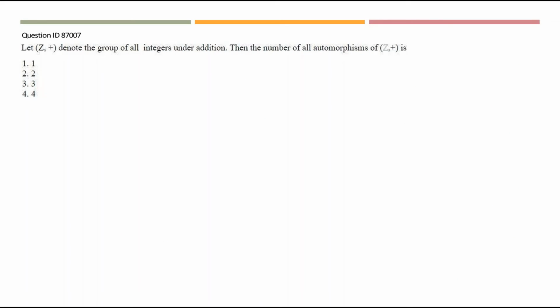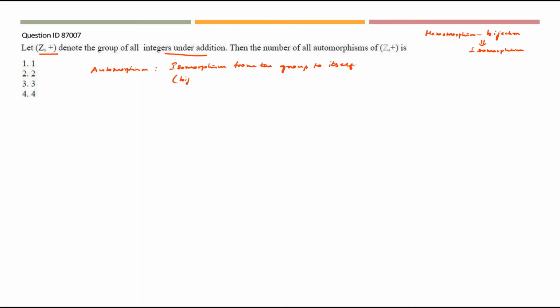Next question. Let Z denote the group of all integers under addition. Then the number of all automorphisms of Z is. Integers under addition. This is represented as Z plus. In the previous question, we saw a word about bijective, and the noun form of bijective is bijection. So whenever the homomorphism is bijection, or whenever it is bijective, when it exhibits both injection as well as surjection, it is called isomorphism. Automorphism is isomorphism from the group to itself. In other words, we can say a bijective map that preserves group structure.